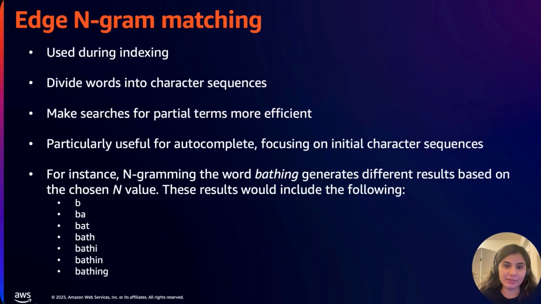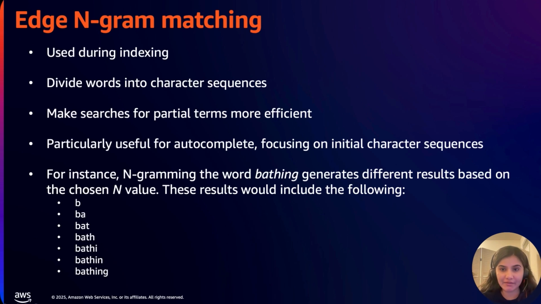Previously, we saw in the prefix matching that the queries can be used to search at the query time. With edge Ngrams, they are used during indexing while dividing words into character sequences to make searches for partial terms more efficient. They are particularly useful for autocomplete, focusing on initial character sequences. This process includes configuring filters and analyzers to generate the Ngrams for efficient suggestions.